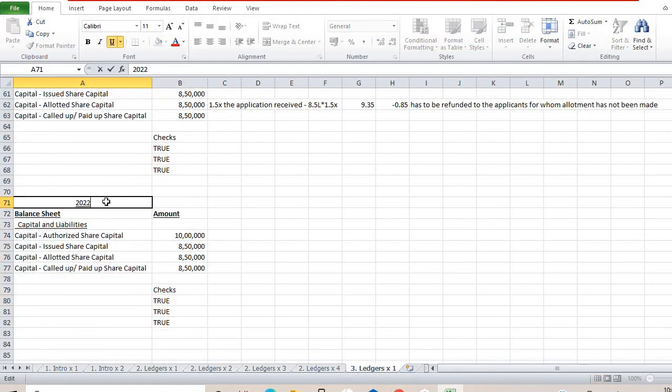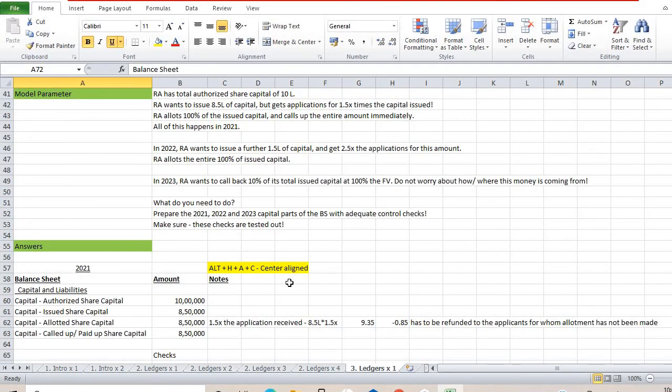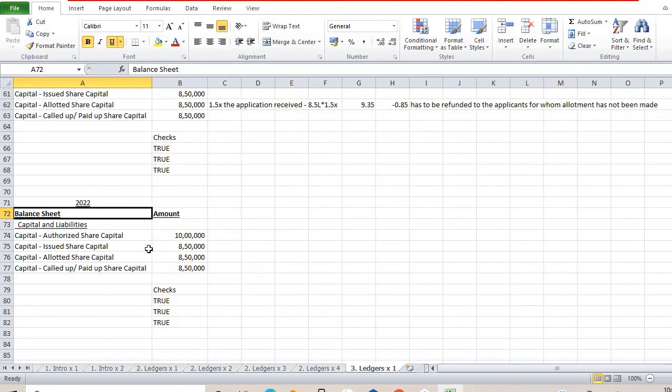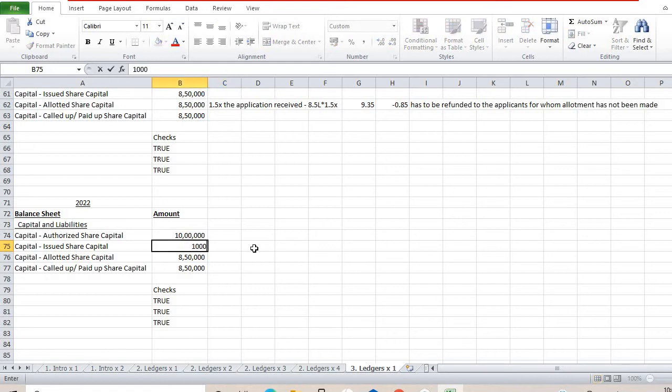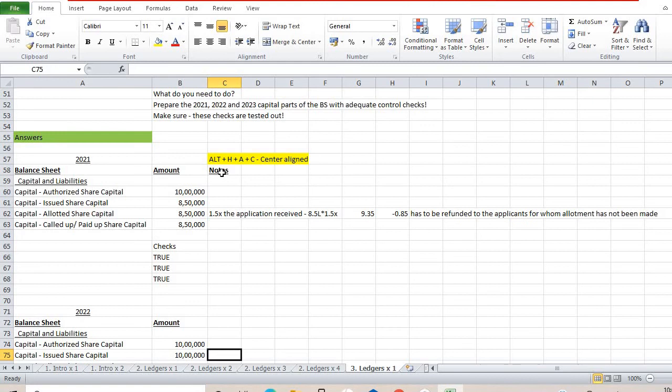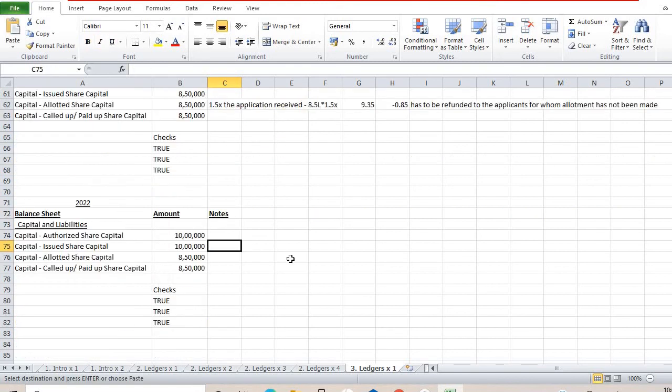Okay, so in 2022's capital statement we are now issuing a further 1.5 lakhs. So in the balance sheet you will see that this 8.5 lakhs has become 10 lakhs. I hope you know how that is happening. In the notes let us just put that here. Let us see how that has become. 2021 the balance was 8.5 plus 2022's balance 1.5, that is equal to 10 lakhs. Okay, what I want you to remember is if this becomes 10,50,000 for example, the check has gone false.